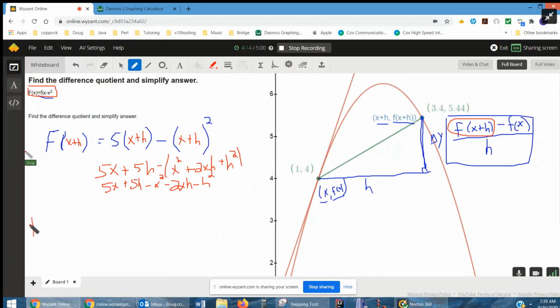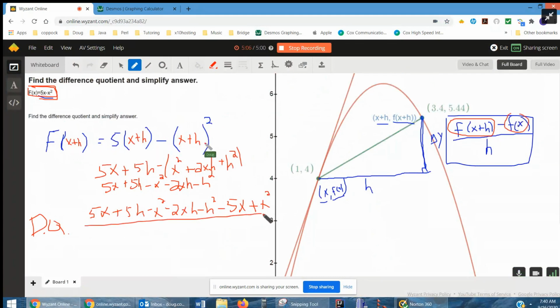So now we're going to actually evaluate or simplify the difference quotient. So I've got this expression, 5x plus 5h minus x squared minus 2xh minus h squared. Again, up to this point, that's just this thing circled in red. And I'm going to subtract f of x. Well, that would just mean this rule right here. So if I subtract that, I could subtract the entire quantity, but I'm going to picture removing the parentheses. So I have a minus 5x plus x squared. So now I've taken care of this part. I have to put that all over h.